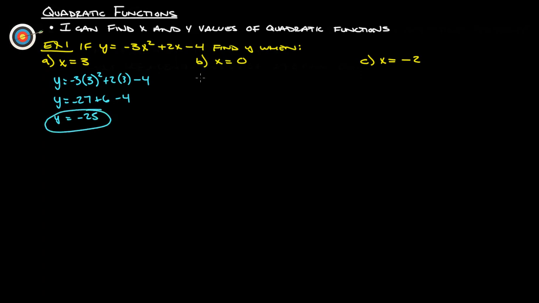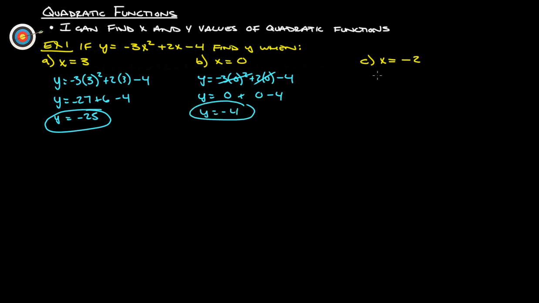Okay, same thing here. y equals negative 3 times 0 squared plus 2 times 0 minus 4. So this 0 squared is 0 times negative 3 is 0. 2 times 0 is also 0. Minus 4, so we get y is negative 4 for that one.